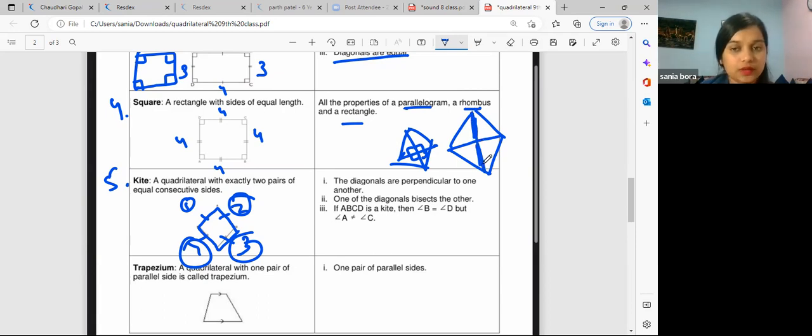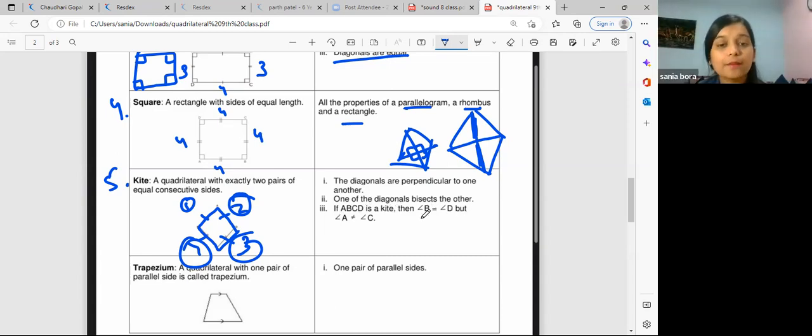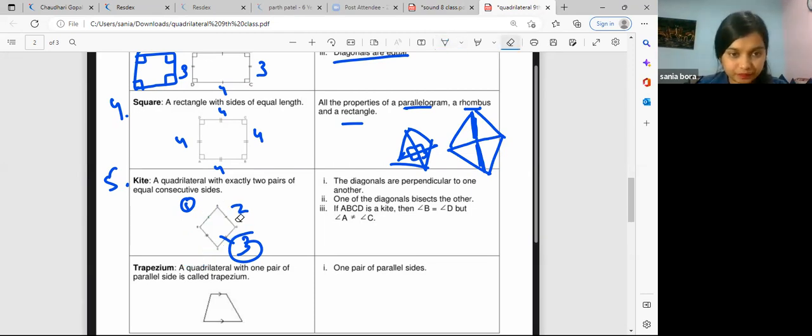This one and this one. Clear? Yes, ma'am. In kite ABCD, angle B is equal to angle D, but angle A is not equal to angle C. Very, very important concept is here.